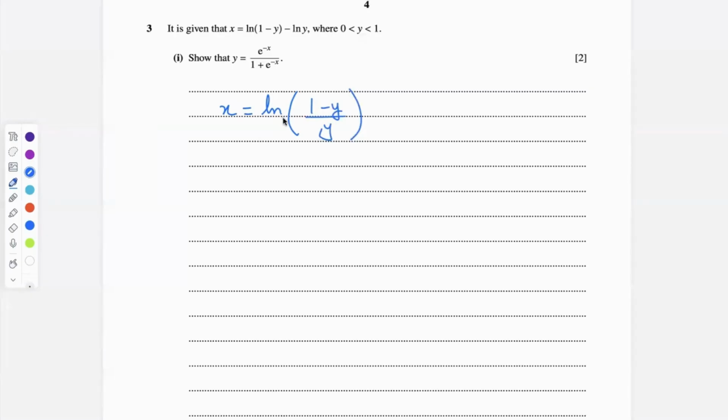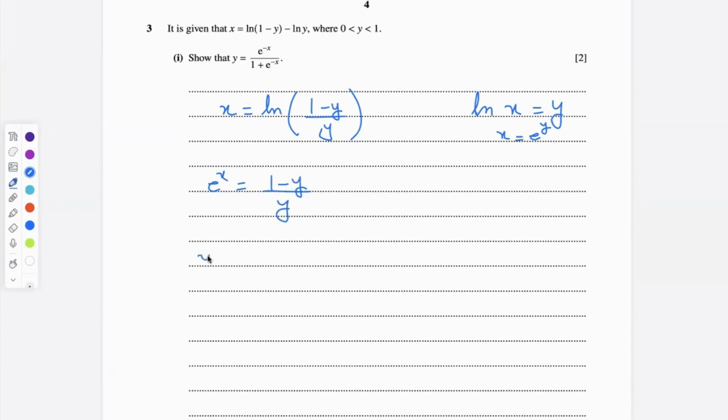Now, as this is an ln function, we can simplify it as, and just for revision, we know that if ln of x is equal to y, we can write it as x is equal to e to the power y. So in this case, we can write this as e to the power x is equal to (1 minus y) upon y. Now we have to make y the subject.